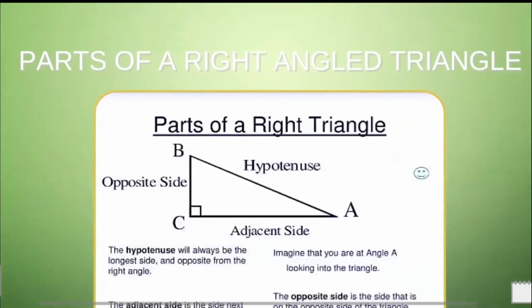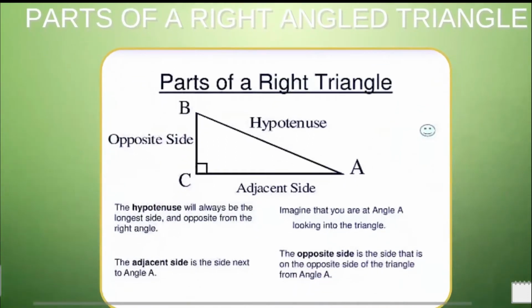But before we examine these ratios, we first need to look at the parts of a right angle triangle. Now, can someone please identify the different parts of the right angle triangle for me? Go ahead. The opposite side, the hypotenuse, and the adjacent side. Very good. Thank you very much. So the hypotenuse, as the diagram shows, is always the longest side. It doesn't matter the direction of the triangle. When you look at the triangle, the hypotenuse is always the longest side.